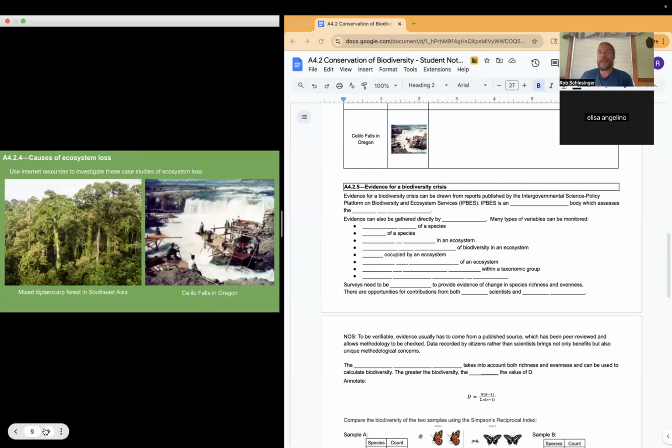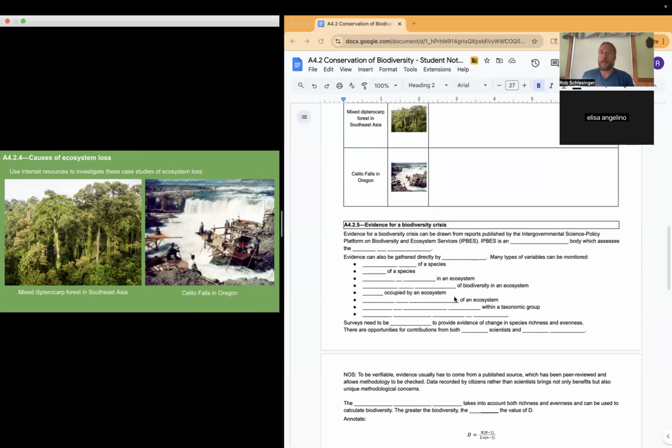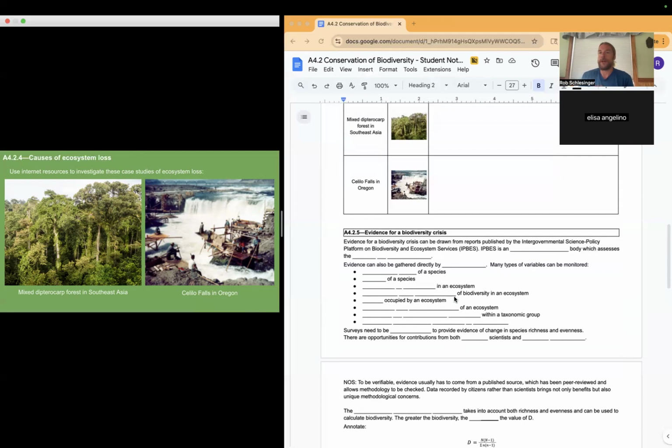There are two examples. Again, there are millions and millions and millions of examples of ecosystem loss. The easiest one is obviously the Brazilian rainforest. That's like a pretty common one to cite. But these are two other potential examples. And again, if you want to look up what caused these examples, you totally can. But on a test, if you had one or two examples of your own, it's going to be really beneficial to you. This is just over harvesting of timber. And this is the creation of a dam that rerouted the water.